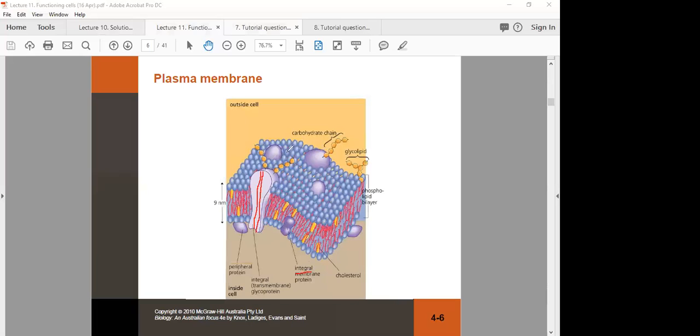All right, if we look at the outside of the membrane, we can see that some proteins are attached to a carbohydrate chain, and they're referred to as glycoproteins. Then also on the outside of the membrane, you might have a carbohydrate chain here, which is attached directly to the phospholipid bilayer, and these are referred to as glycolipids.